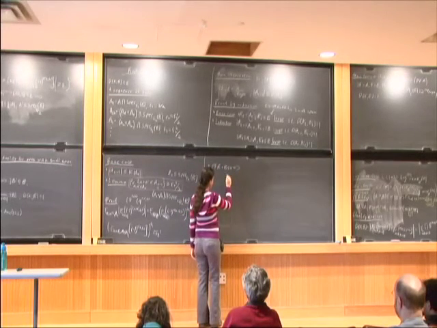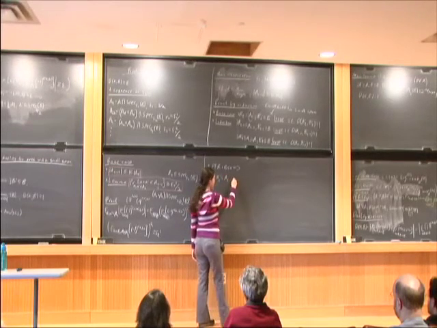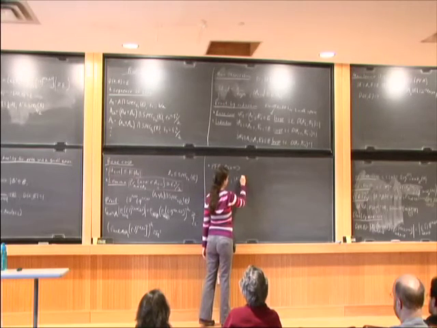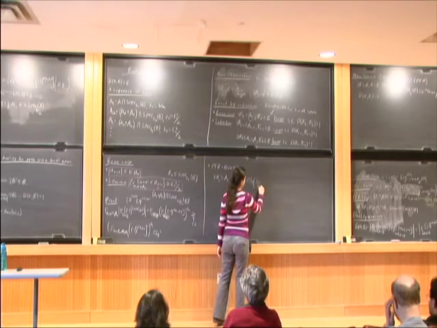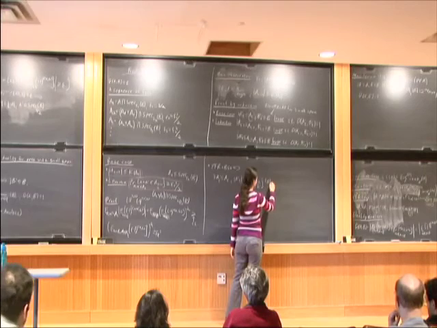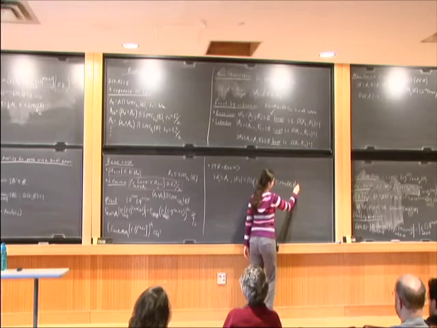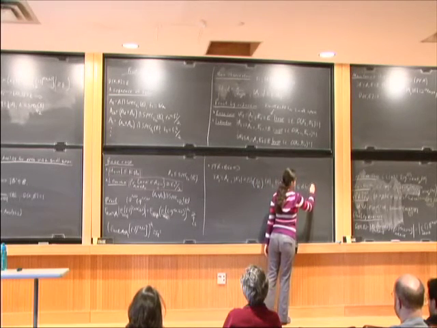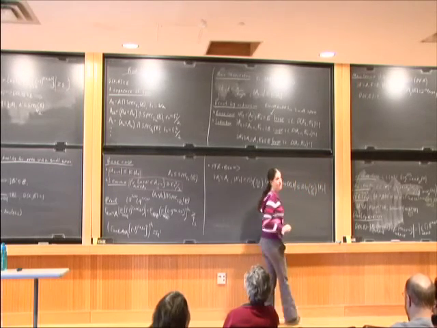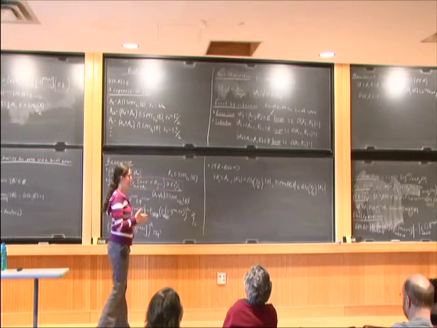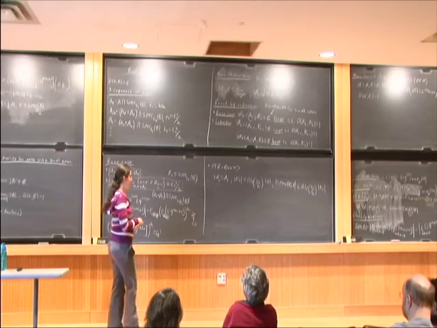PFR plus BSG implies that there exists a subset A prime T of AT, which is quite large. It has size at least poly epsilon T over k times the size of A, such that the span of A prime T is at most poly k over epsilon T times the size of A prime T. This is just PFR plus BSG.